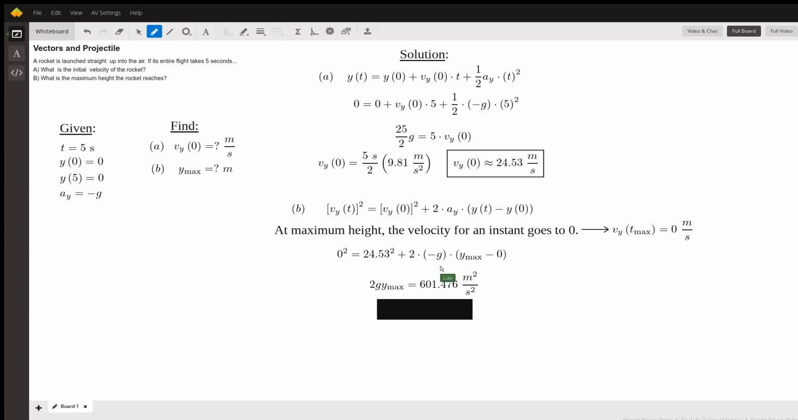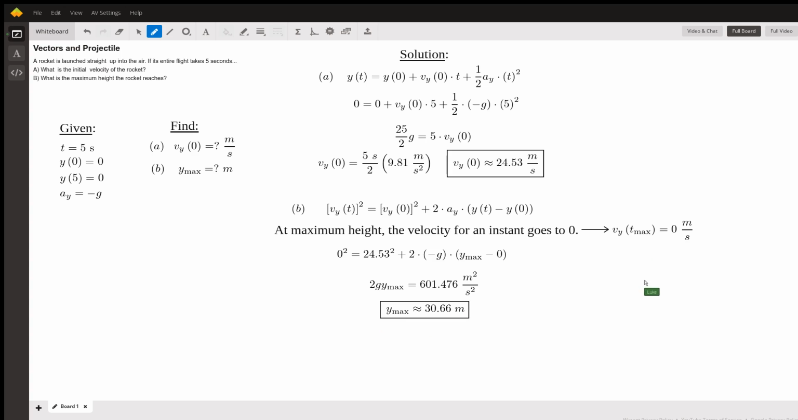Rearranging and moving values around, you'll get 2g y max equals 601.476 meters squared per second squared. That says the meters per second, dot, squared. And divided by 2g, we'll simplify down to 30.66 meters that it will go up.